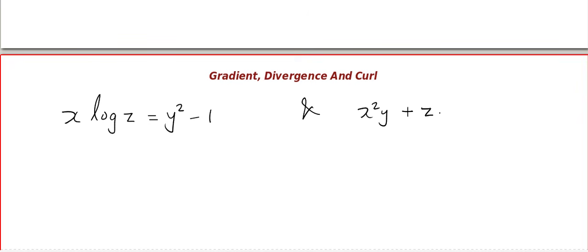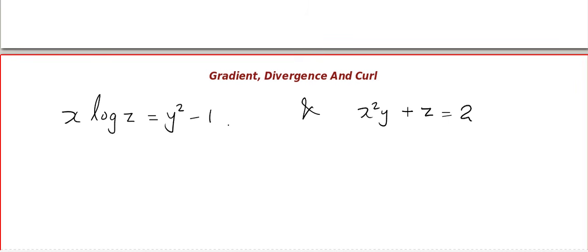Okay, that was asked in 2075. The question is: find the angle between the normals. Basically they are asking to find the angle between the surfaces, and the surfaces are given by x log z equal to y square minus 1 and x square y plus z equal to 2.